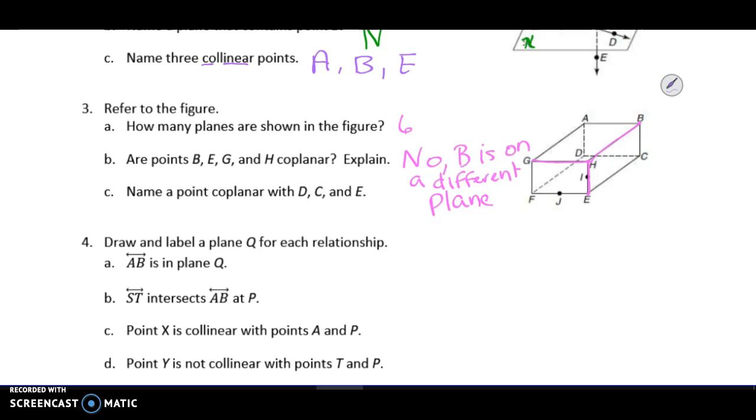Name a point that is coplanar with D, C, and E. Again, go find all of those points. D, C, and E. Figure out which plane you're looking at. Let me see this bottom face, which one is coplanar.